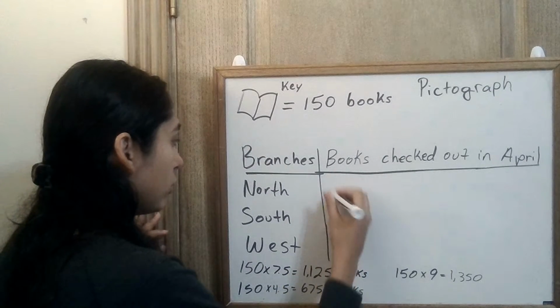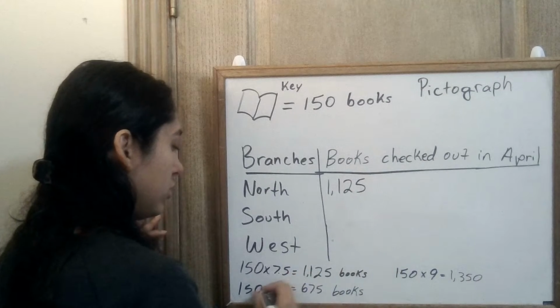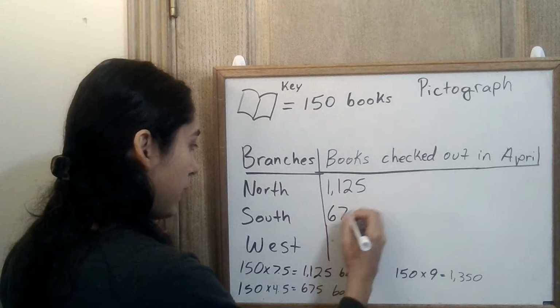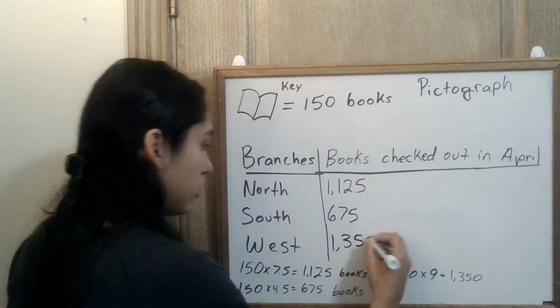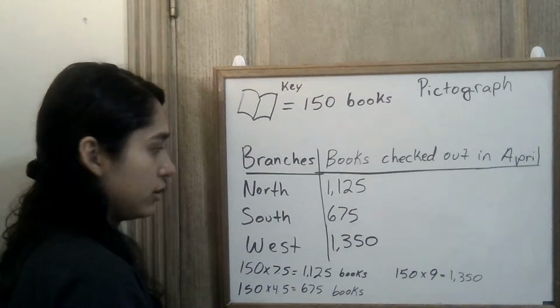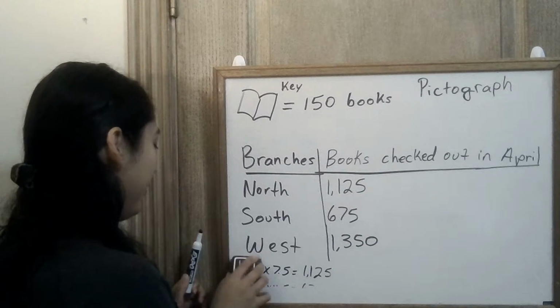So we got 7.5 in the north. So this is how many books we have. Check that. Ta-da! So you might say, oh, I like it better with the pictures.